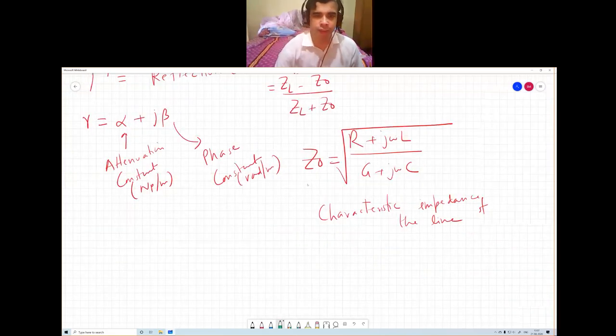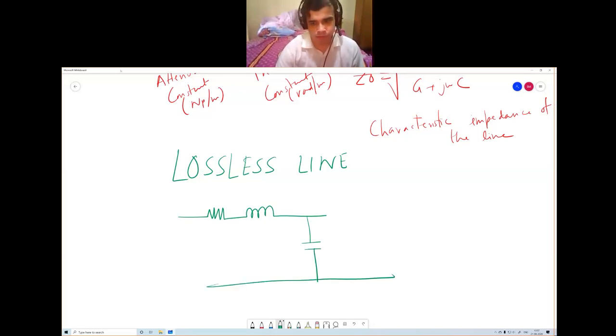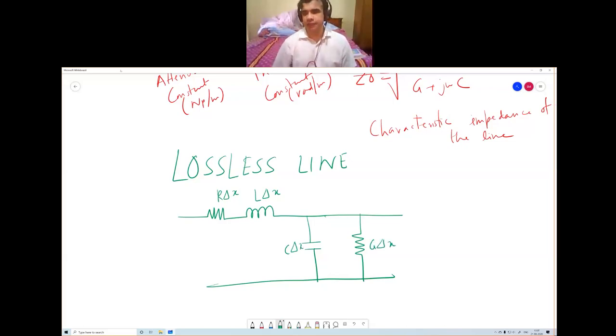Now the first topic of today is the lossless line. Okay. Last week we modeled the line this way. This was R delta x, this was L delta x, this was C delta x, and this was G delta x. Now, obviously, as we had seen in our basic electrical class, an ideal inductor and an ideal capacitor do not consume any power from the AC circuit.